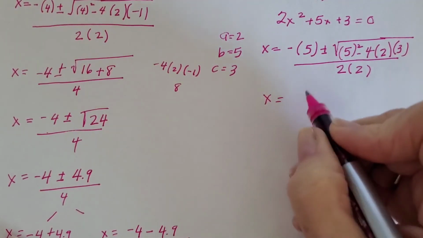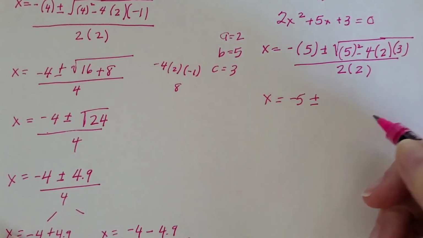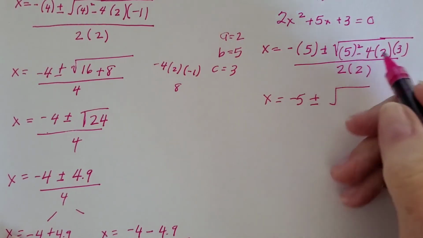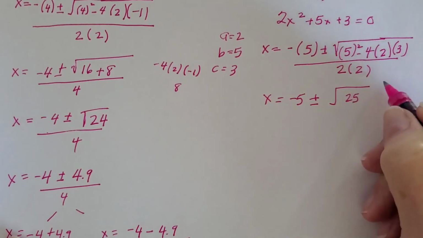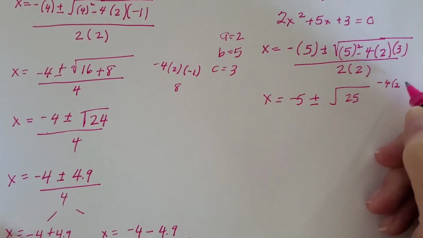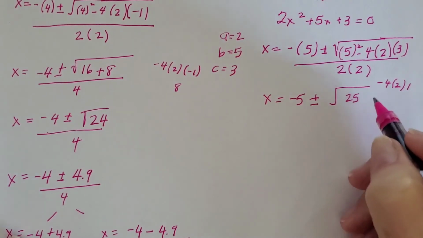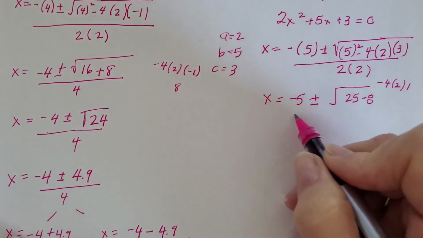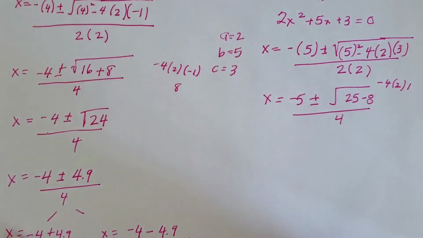Now let's simplify. The opposite of 5, -5, plus or minus square root. 5 squared is 25. I'm going to do this little problem separate. -4 times 2 times 1. So that's -8. So I'm going to subtract an 8. And all of that is over 2 times 2, which is 4.